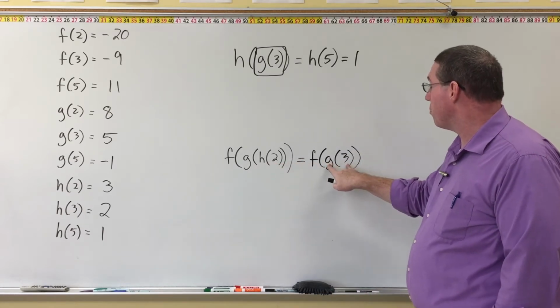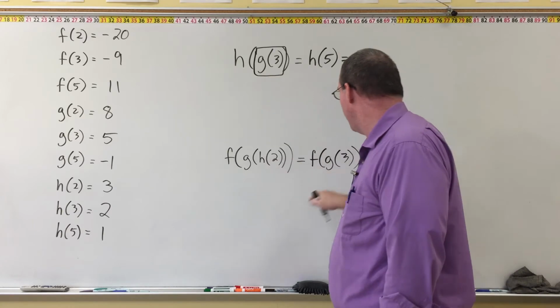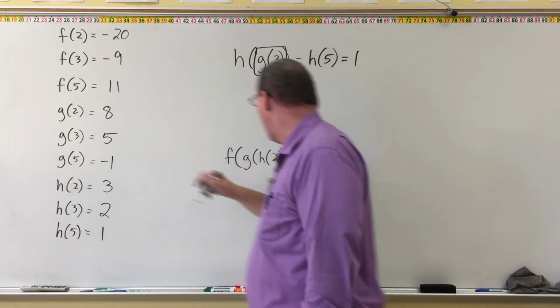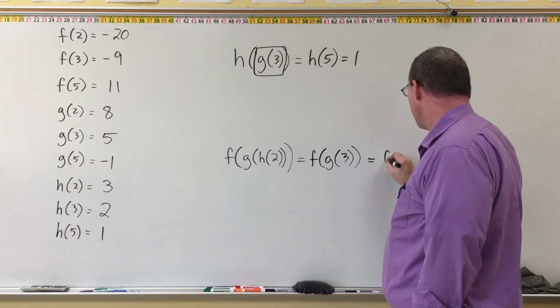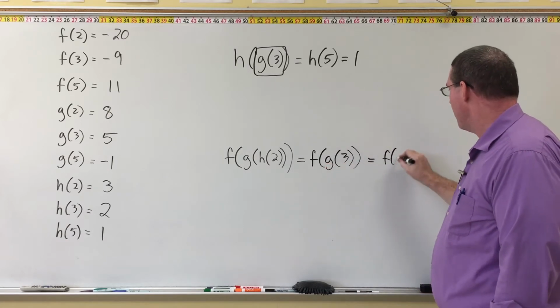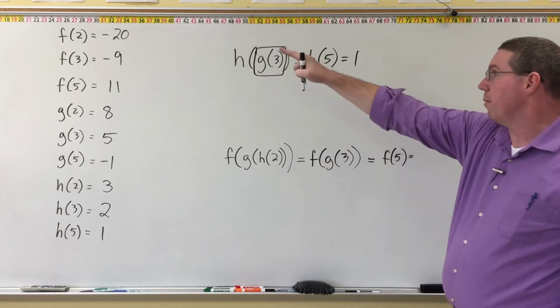Now, what is g of 3? We already know what g of 3 is. We did it up here, right? g of 3 is 5. So this is the same thing as f of 5. Well, f of 5 is given to us. It's all the way over there.